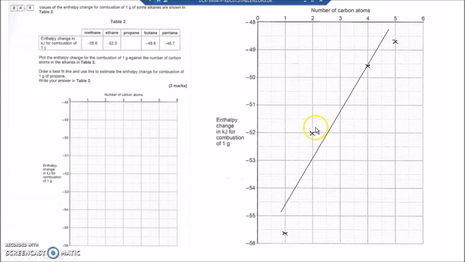It can't just be zigzagged. You can't just join all of the points with a straight line. It's got to be a line of best fit, but a line of best fit could be a curve, and I think a curve fits that better. As long as it's a smooth shape, either a straight line or a curve, that can be a line of best fit. Then when you read from the graph: methane, ethane, propane, butane, pentane, 1 carbon, 2 carbons, 3 carbons in propane, 4 in butane, 5 in pentane. So we've got 3 carbons here. We go down until the line and read it off here, and I think it's minus 51.4, something of that nature.